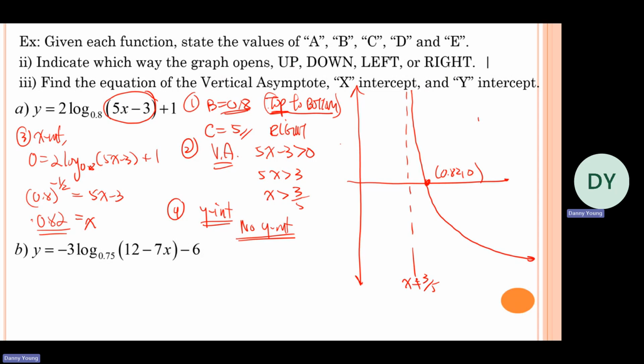It's negative, so it should be on the left side. So, yeah, it should roughly look like that. And this one, yeah, you should.